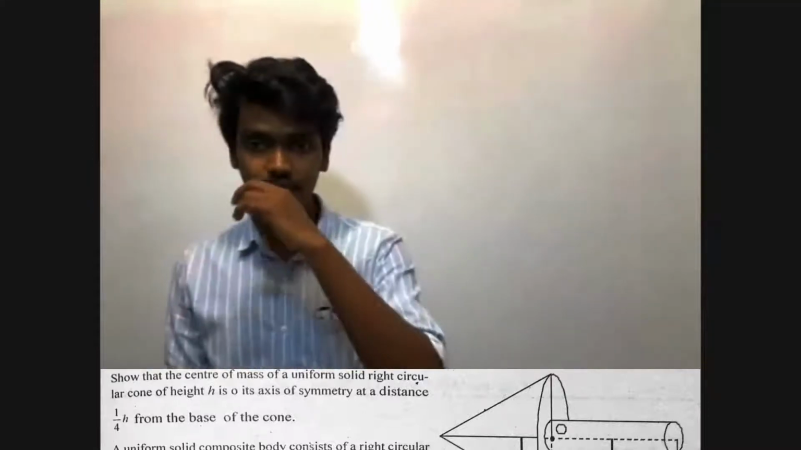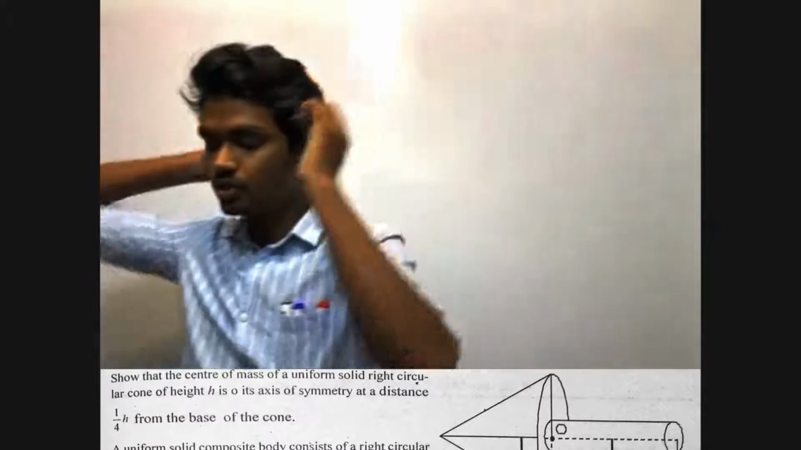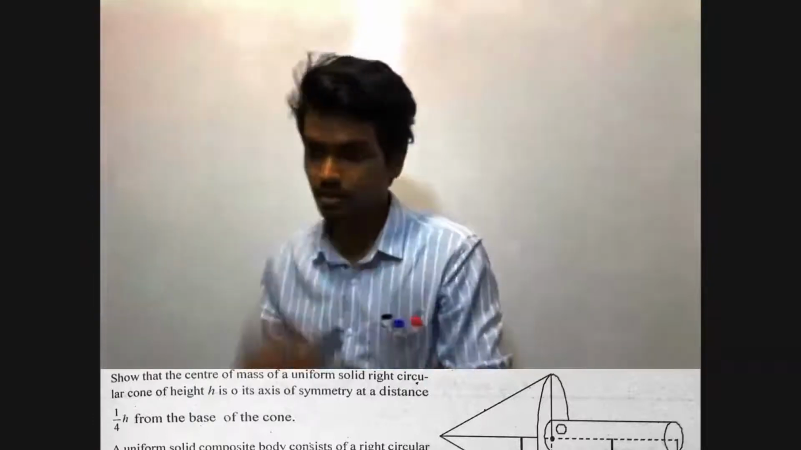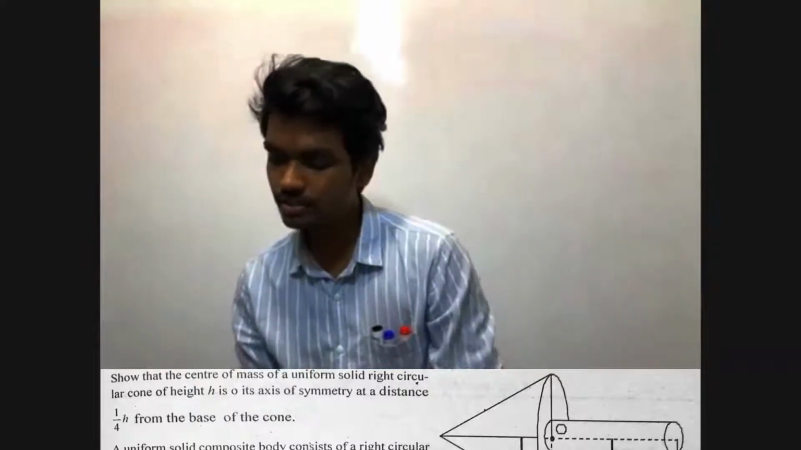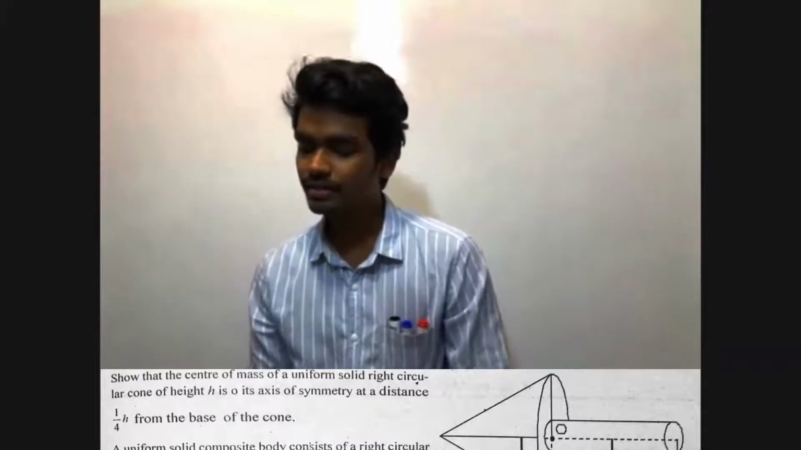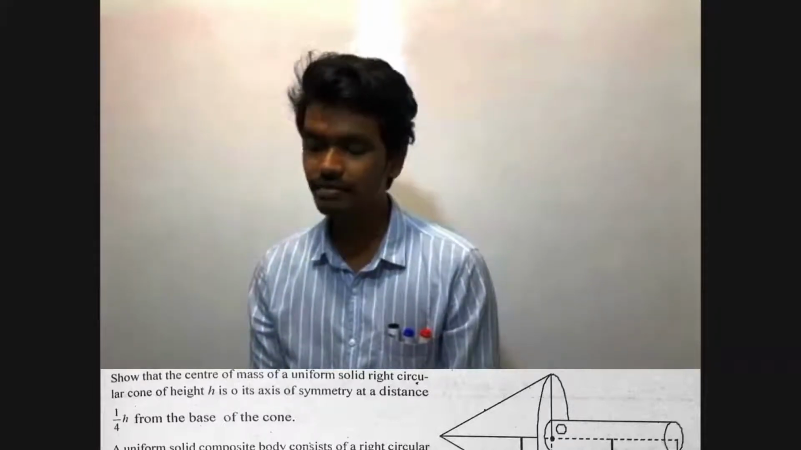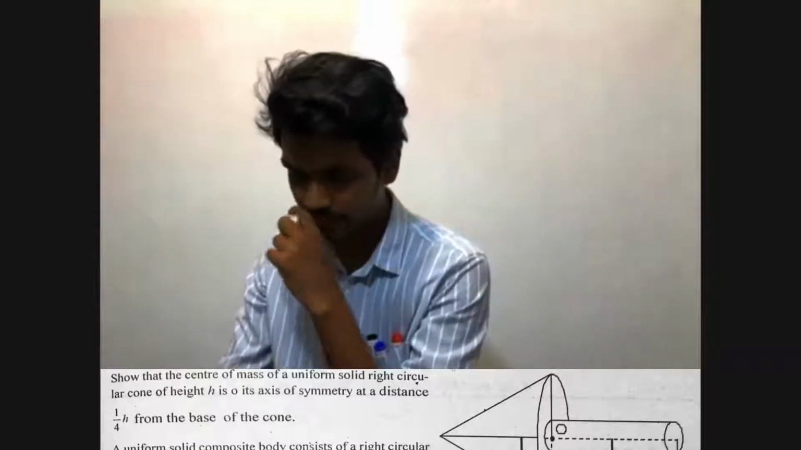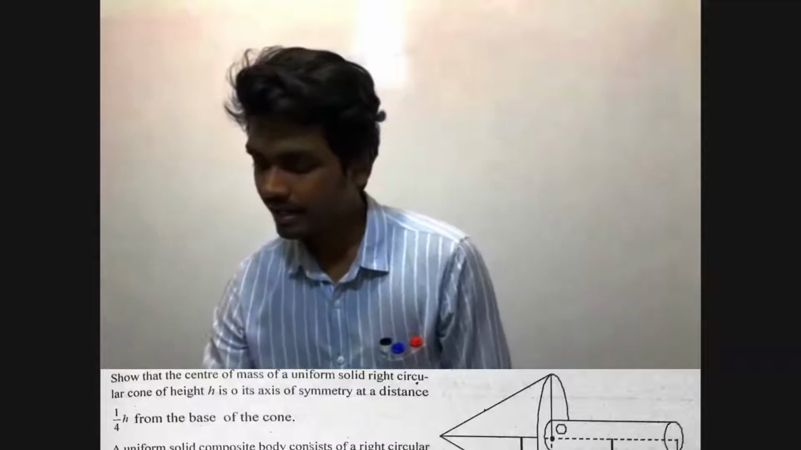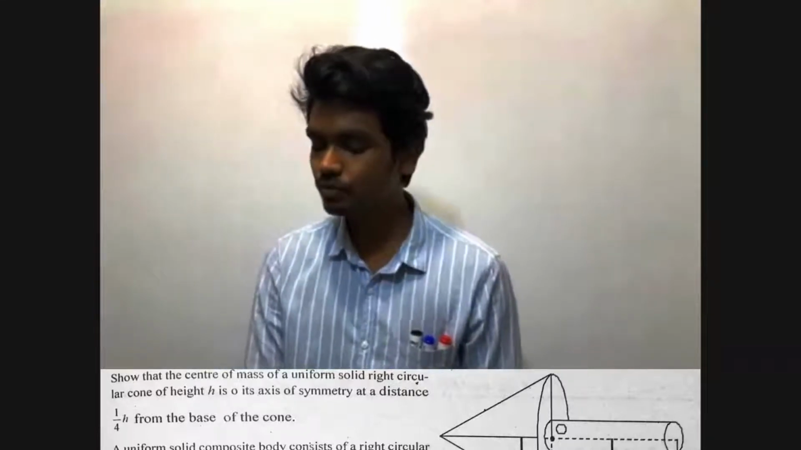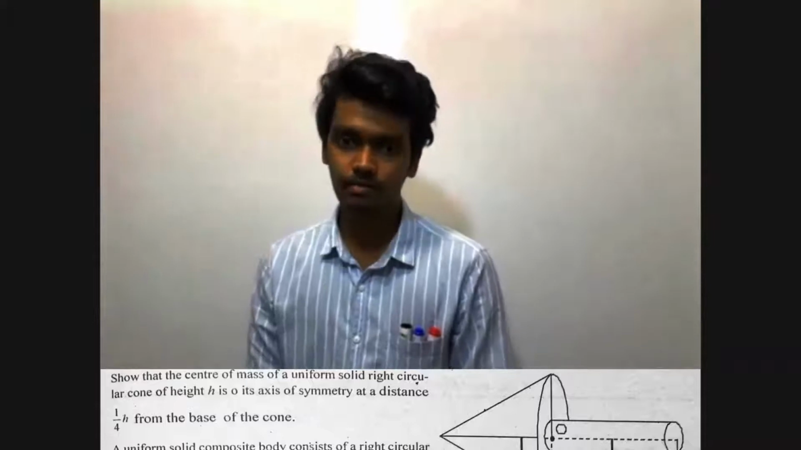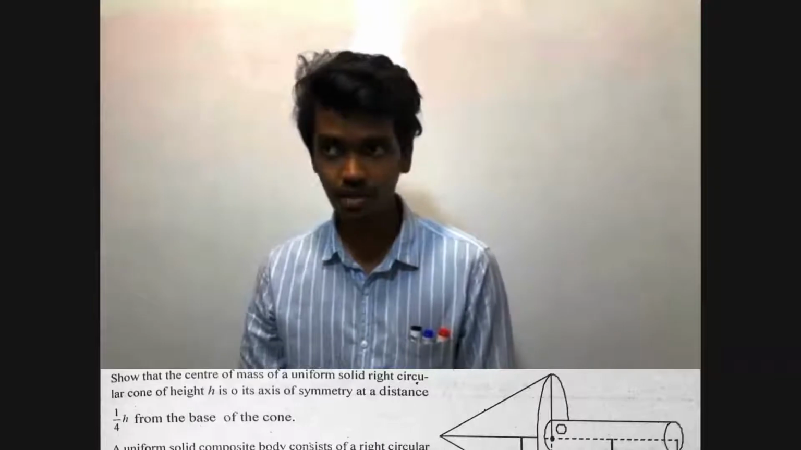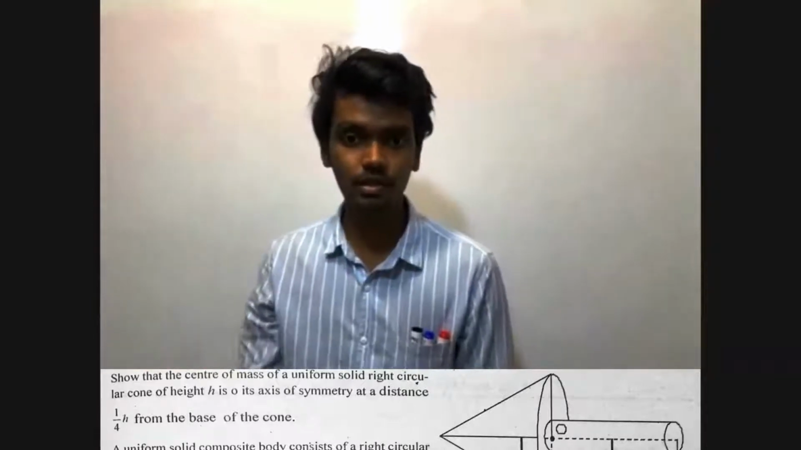2012 16th question. It says, show that the center of mass of a uniform solid right circular cone of height h is at a distance h/4 from the base of the cone. So once again, they have asked you to find the center of gravity of a cone from the base of the cone.